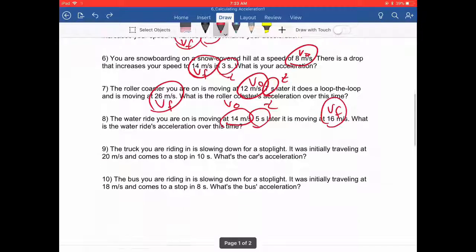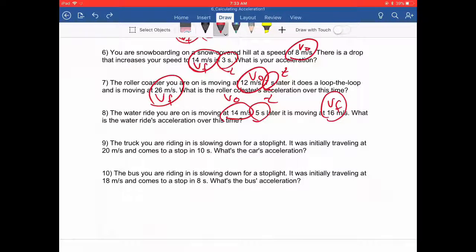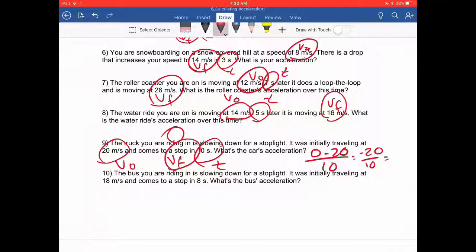Number 9, the truck you're riding is slowing for a stoplight. It was initially traveling at 20 meters per second, original, and comes to a stop in 10 seconds. This is the time, 10 seconds. Well, what's my final velocity if you're coming to a stop sign? Well, if you're stopping, your final is going to be 0. So this will be 0 minus 20 divided by 10. Negative 20 divided by 10 gives us a negative 2 meters per second squared. It is negative. This is slowing down. Negative numbers means you are slowing down with acceleration.